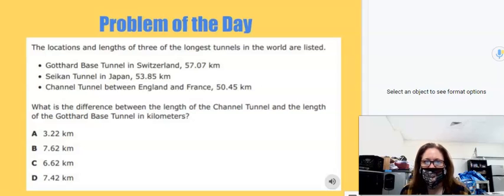Tunnel in kilometers? We're finding the difference, so we're going to do what? Add or subtract? Correct. We are going to subtract. We are subtracting the length of the Channel Tunnel, which is 50.450, from the length of the Gotthard Base Tunnel, which is 57.700 kilometers. So they threw in the other tunnel in Japan just to try to trick you. You don't need to use that number at all. Okay? All right, so we're finding the difference. Let's go ahead and do that.